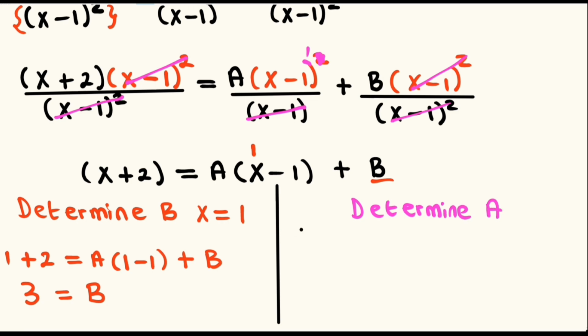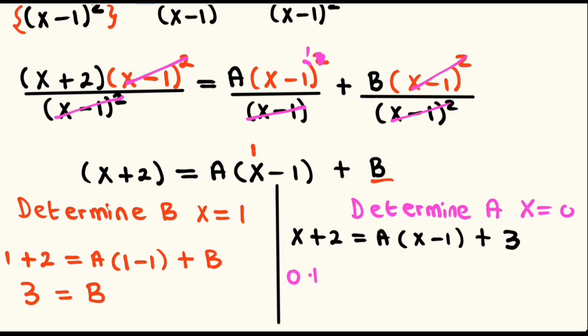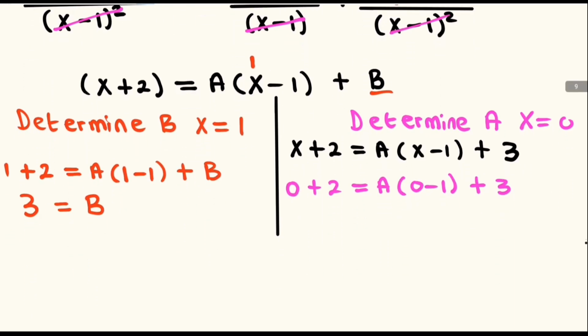We have our equation as x plus 2 is equal to a times (x minus 1) plus b, but we have b as 3. Now we can let x be equal to any number, but let's choose a small number, such as 0. So where there is x, we substitute 0. This will be equal to a times (0 minus 1) plus 3. On the left hand side we have 2 is equal to a times negative 1 plus 3.